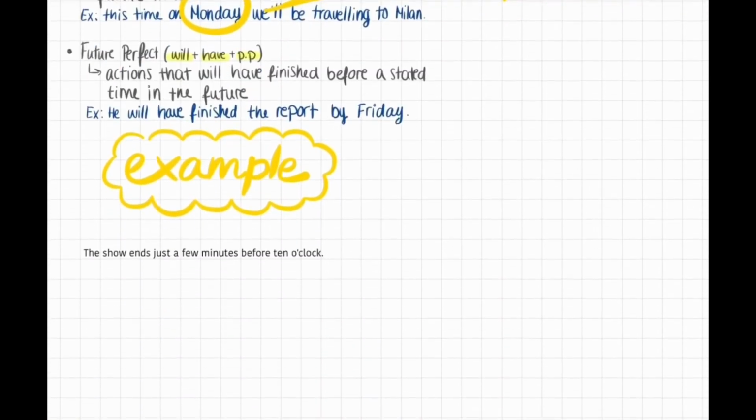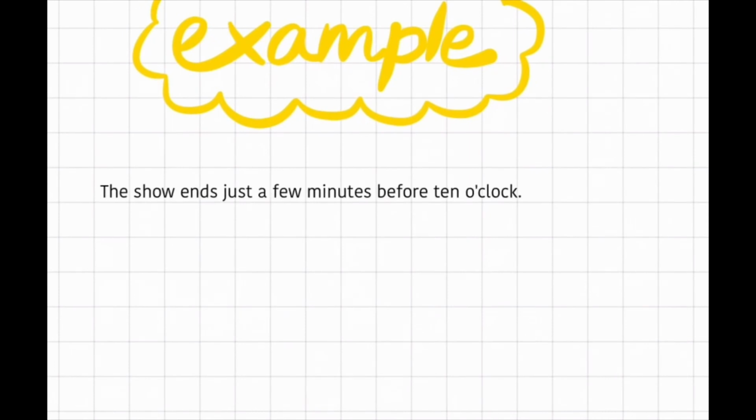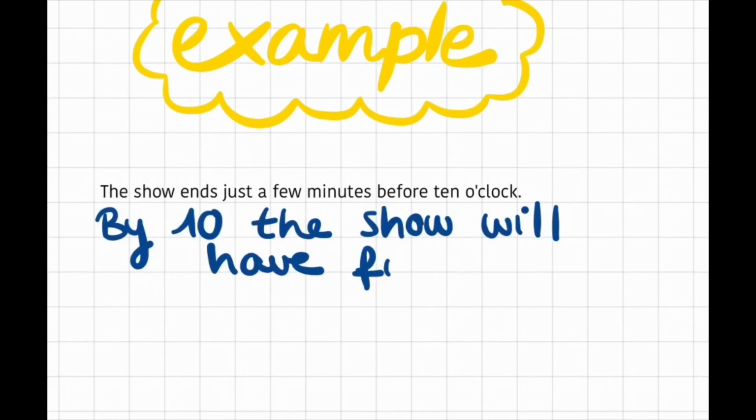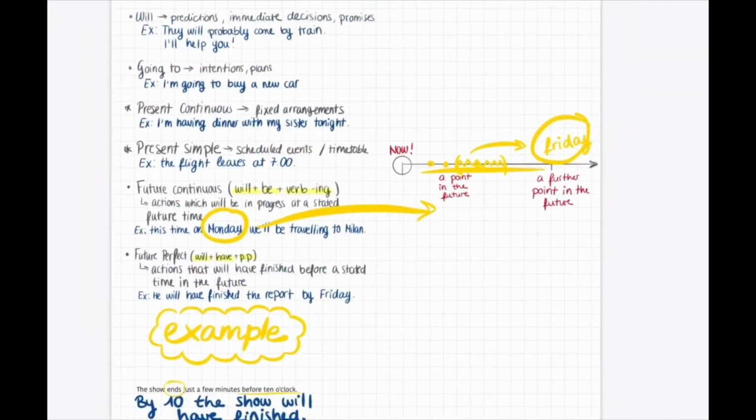Okay, so let's see this one in an example. The show ends just a few minutes before 10 o'clock. So in the rephrasing, we would say, by 10 o'clock, the show will have finished. That it's something that happens before 10 o'clock, okay? Okay, so now it's time for you to do your rephrasings.